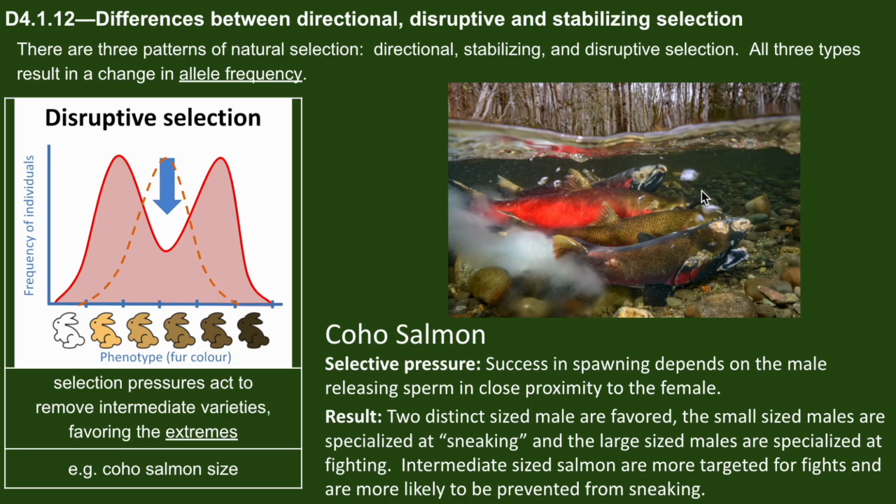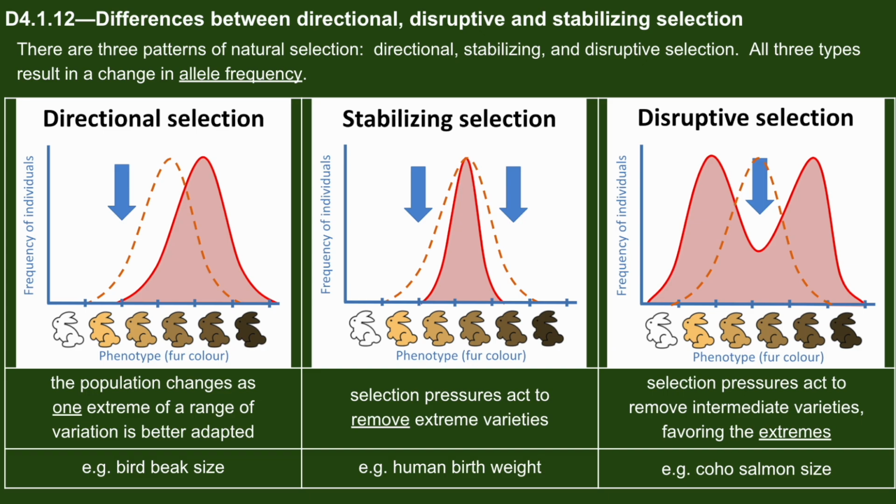And then the large ones are going to have an advantage because they can fight off the small and medium sized. And so we see a selection against those medium ones. They're not able to fight for the females, and they're not able to sneak in to fertilize the eggs. And so we're seeing less of those males able to pass on their genes for medium size, and either small or large salmon numbers increased. So here's just a summary then of those 3 types of selection.